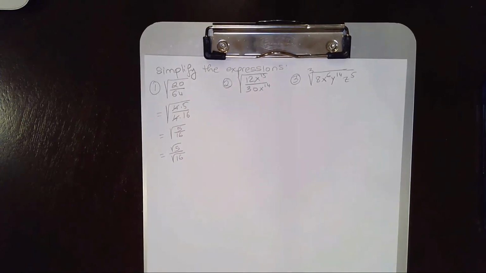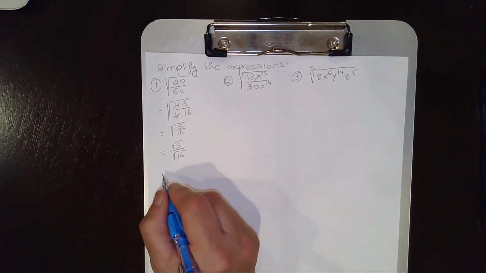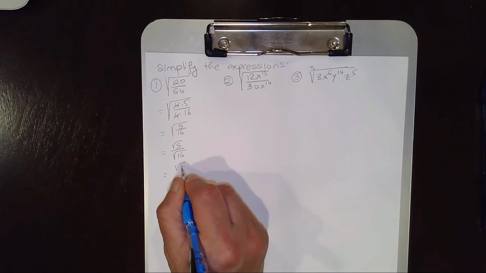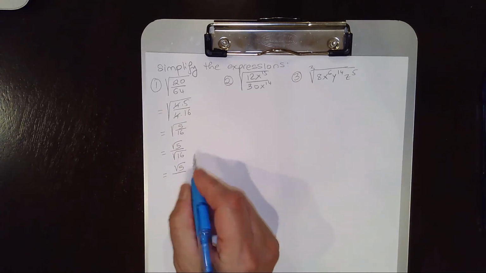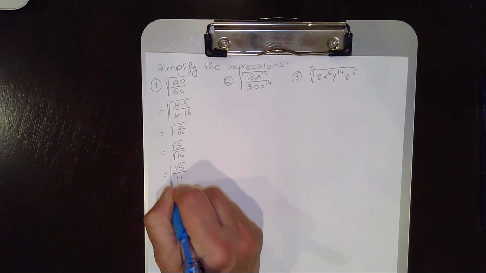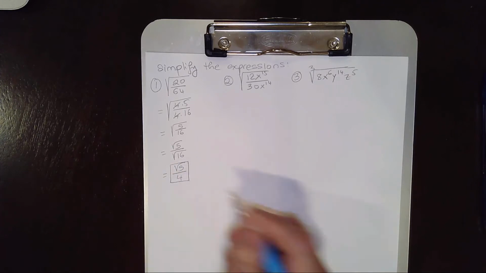And you notice that the denominator comes out of the radical. So the square root of 16 is 4. And here's your answer: the square root of 5 over 4.